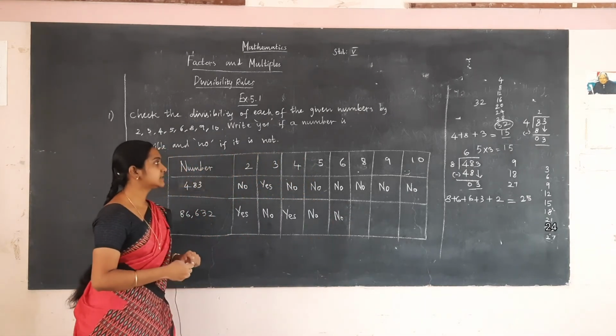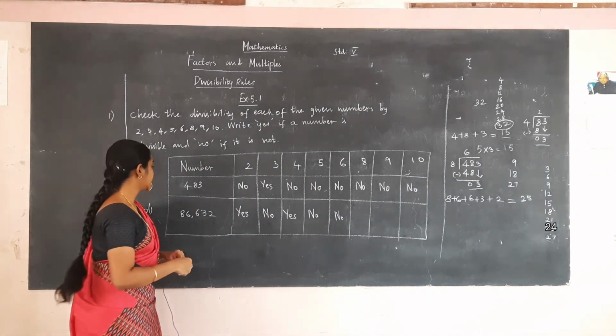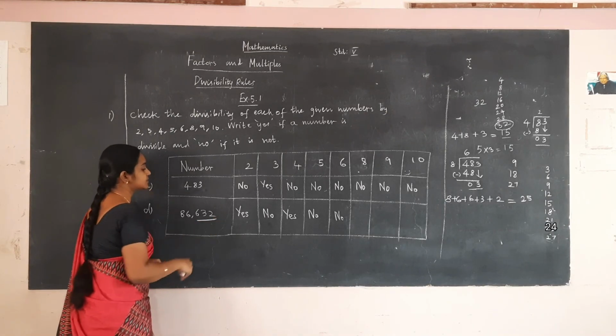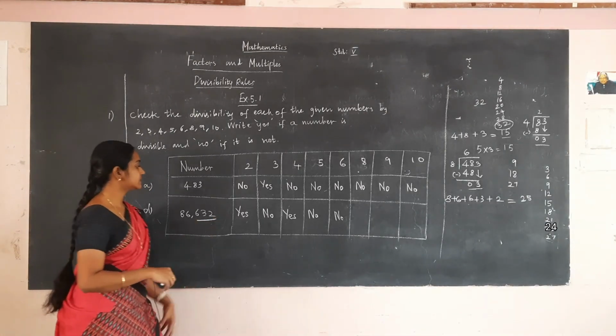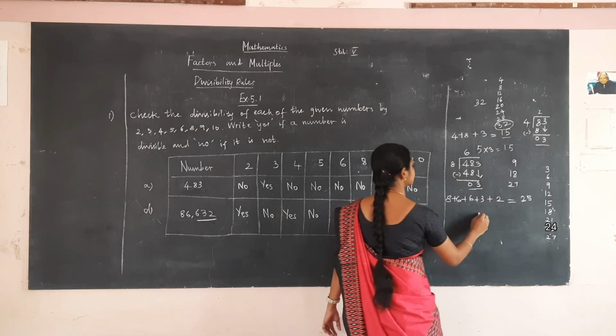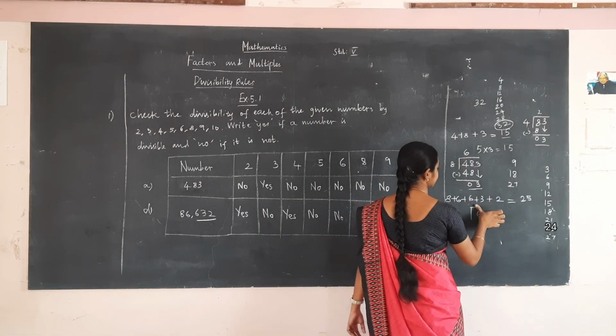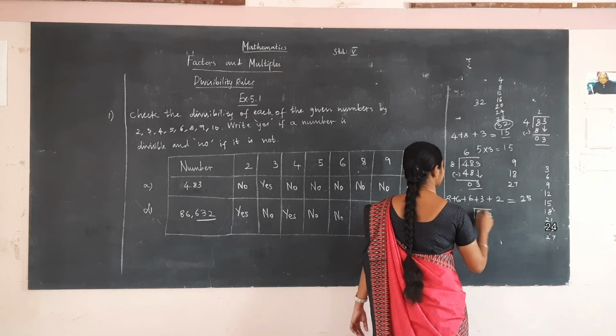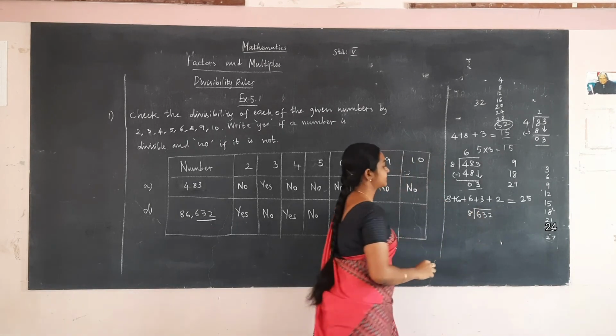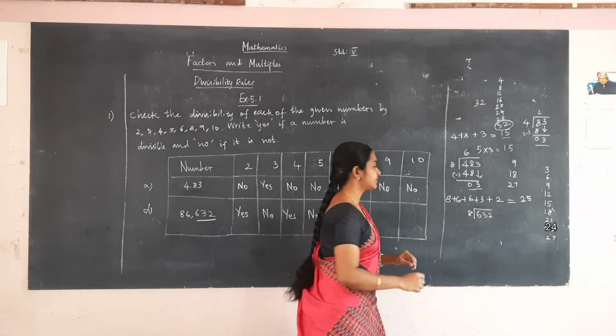Next, divisibility rule for number 8. Look at the last 3 digits of a number: 632. Divide the number by 8. 7 8s are 56.